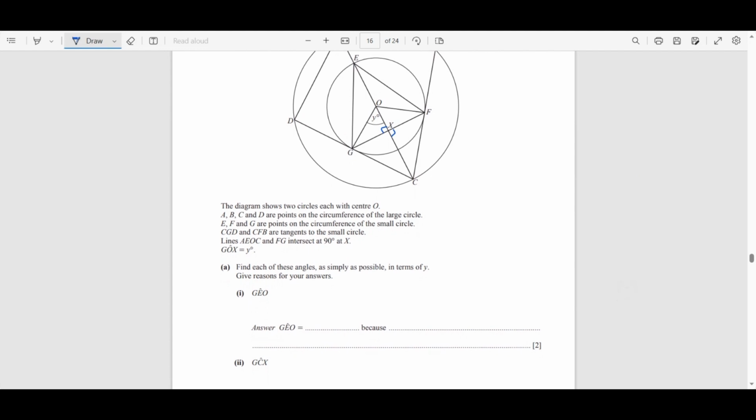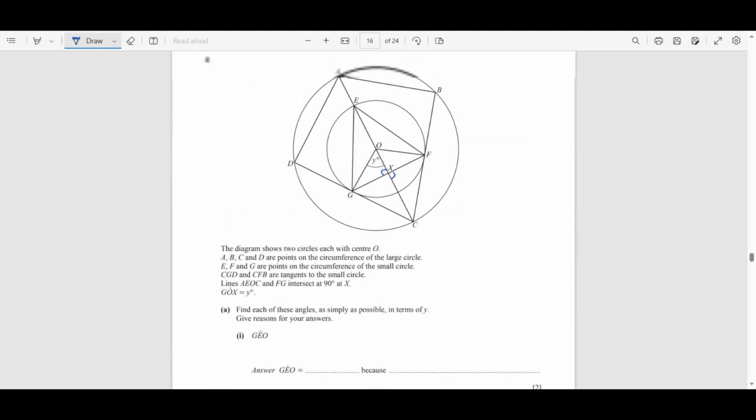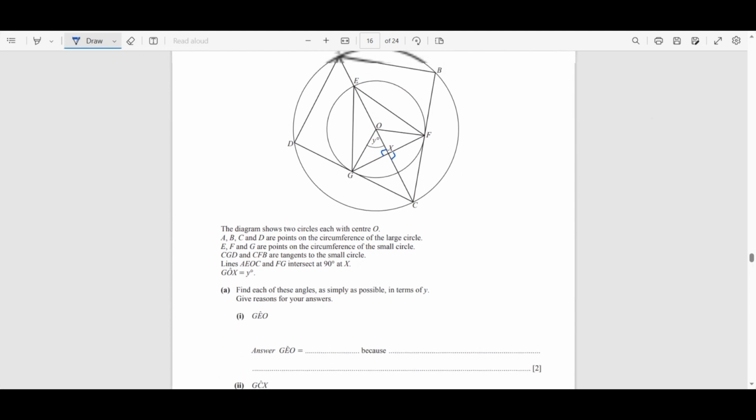All right. It says part A, find each of these angles as simply as possible in terms of Y. Okay. GEO. This is G, this is E, and this is O. So I'm going to label it A. Also give reasons. Okay. So let's see. Right. So if we look at this triangle, let me just change the color. I'm talking about this triangle, right?